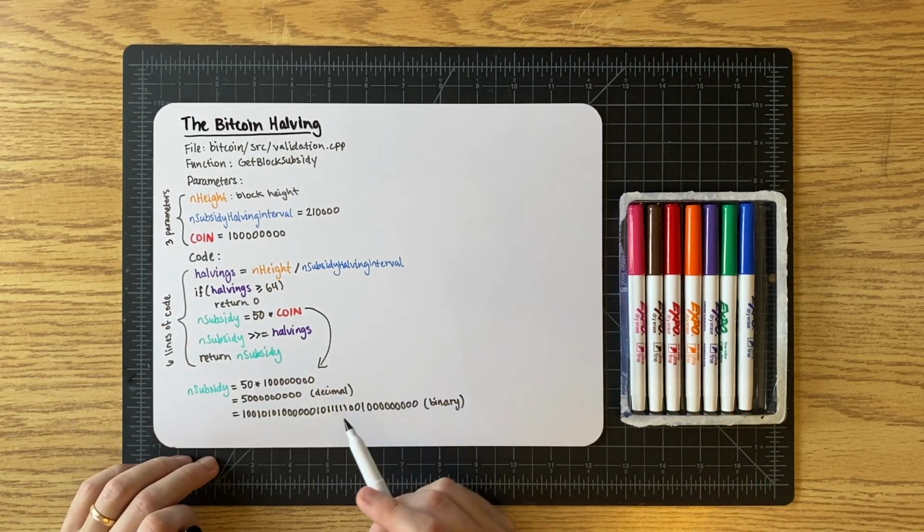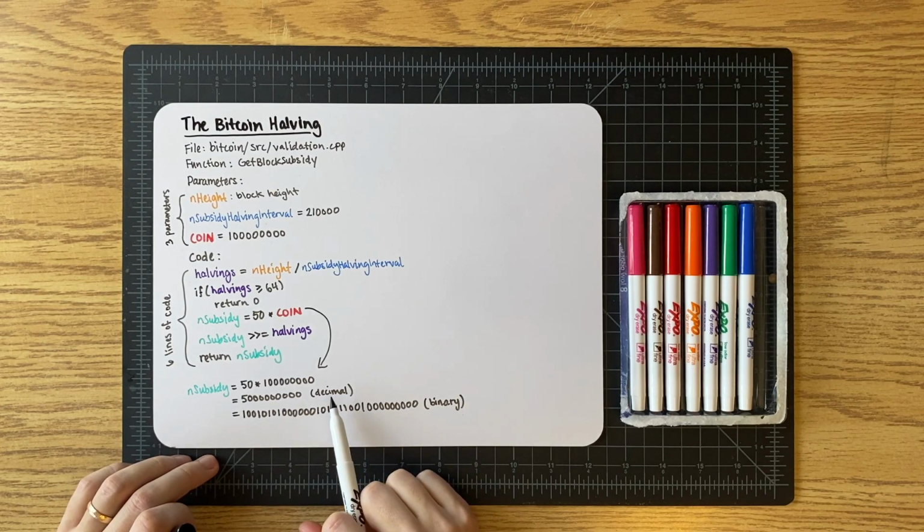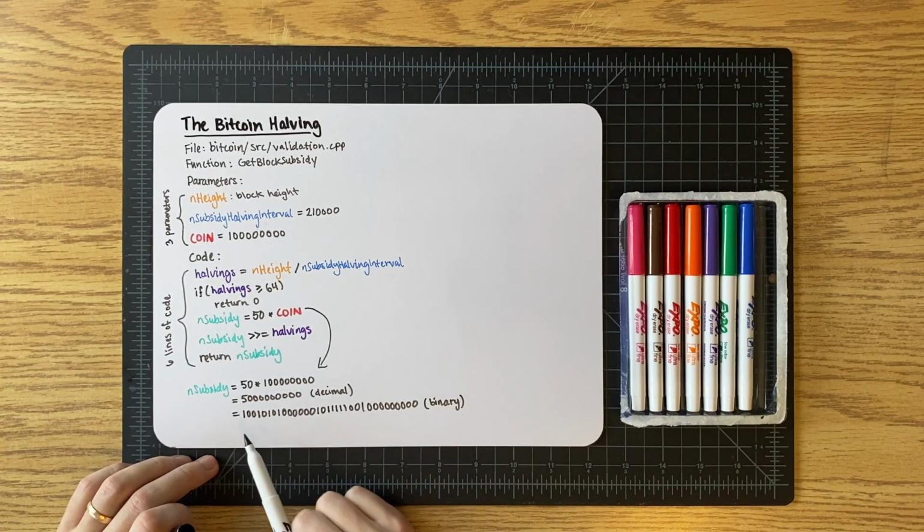For the next step, we want this value in terms of binary. So I've written out 5 billion in binary. This is the decimal form, and this is the binary form in ones and zeros.